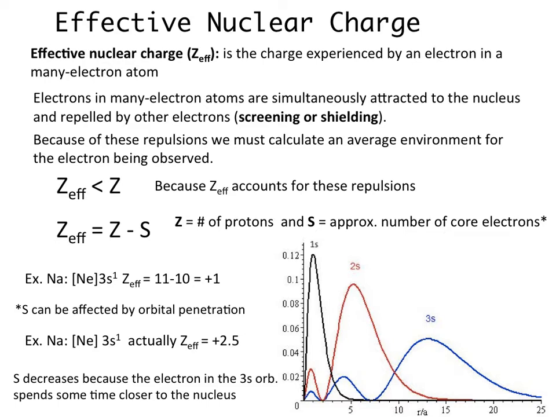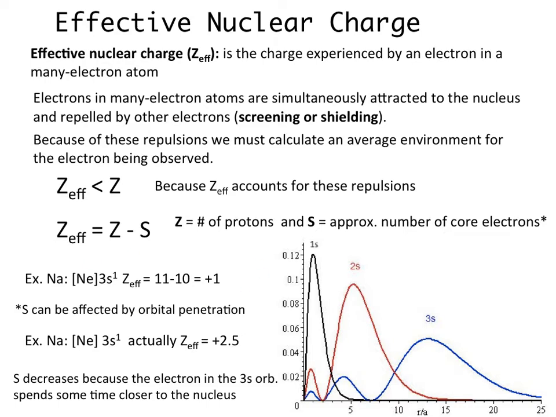Now, Z effective is calculated by the equation you see here. We take that nuclear charge, which is represented by the number of protons, so how many protons you have in that specific atom, minus the approximate number of core electrons. We'll talk about that in a second, but this equation will allow you to get a pretty general effective nuclear charge for each individual atom.